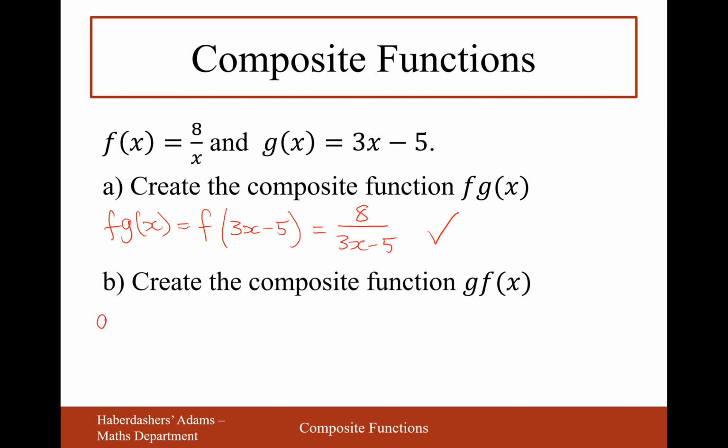And for the second part, gf of x equals, I'll leave the g function alone at the front, then with the f function I'll write that into the bracket, and then I'll substitute this algebra, 8 divided by x, into the g function. So I'll start writing out the g function, and then where x appears I'll write 8 minus x. So 8 divided by x.